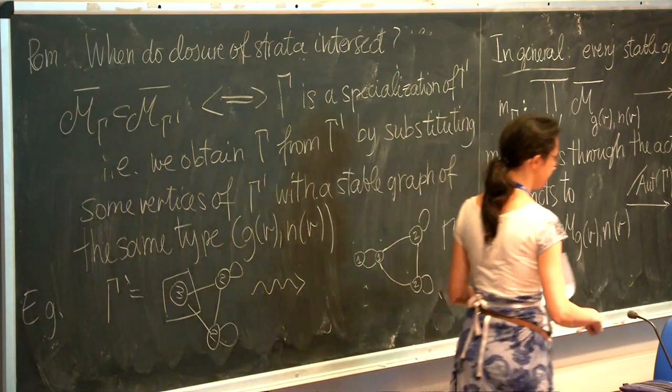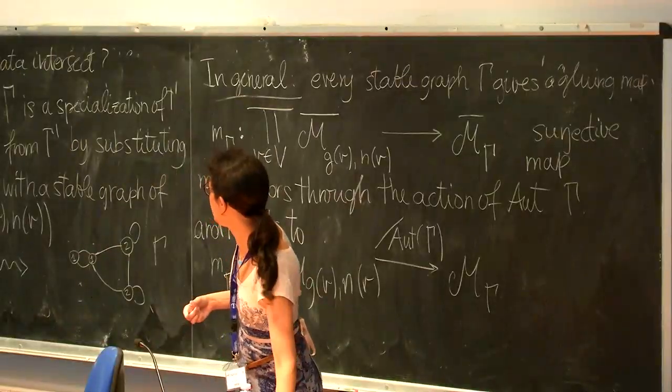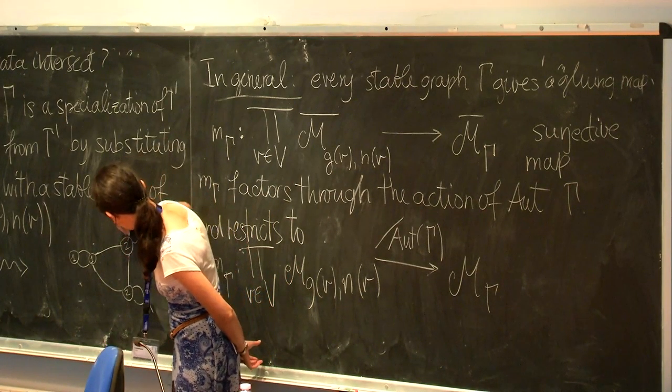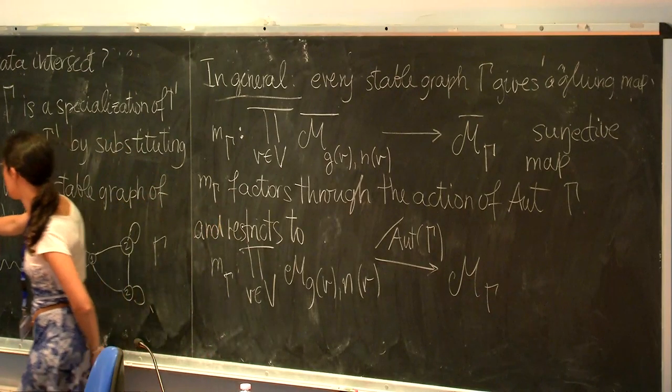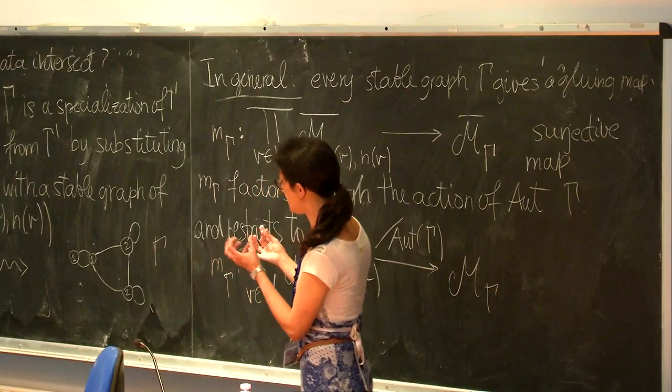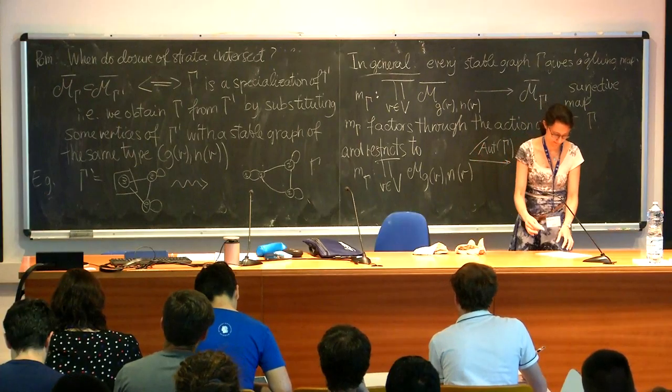So this is a way to obtain the graph gamma from gamma prime. If we want to go in the other direction, what we do is that we need to contract some edges.